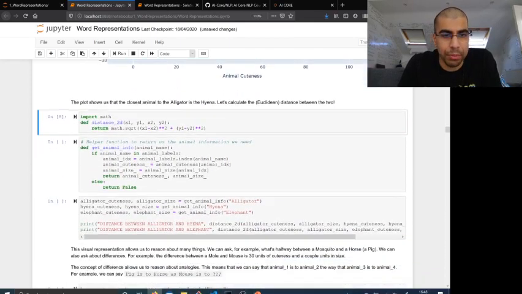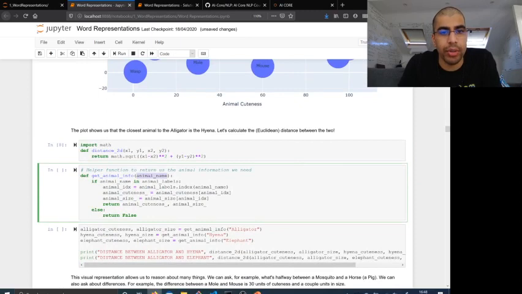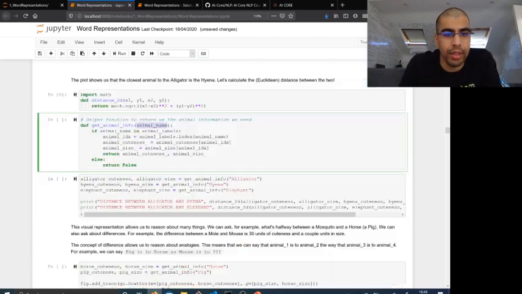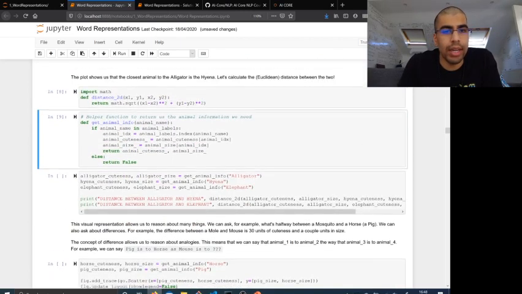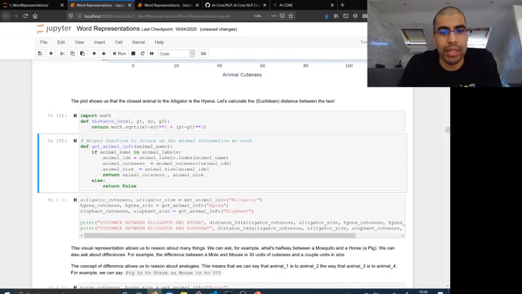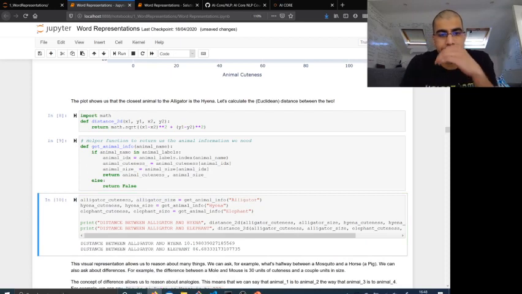This is just a simple helper function which, given an animal name, will return its stats, so its cuteness and size. Given alligator, for example, it will return 840, and given hyena, it will return 1030. And then we're going to plug in our cuteness and size for an alligator and for a hyena, work out the distance, and compare that to an alligator and an elephant.